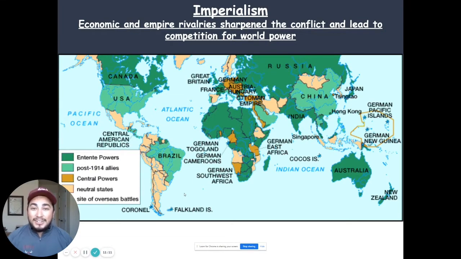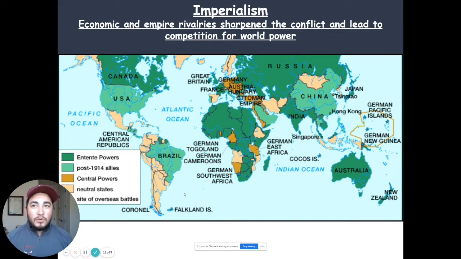Next definition. So we just finished militarism, alliances. Now we're on imperialism. And out of all of these definitions, I hope you're familiar with this one because we had a whole unit on it. So yes, imperialism is definitely a cause for World War I. If you guys remember, imperialism is talking about economic and empire rivalries sharpened by conflict that led to competition for world power. So we understand imperialism is when a country is trying to build up their economy by buying stuff and taking more resources or trying to get more land to have more of that world power status.